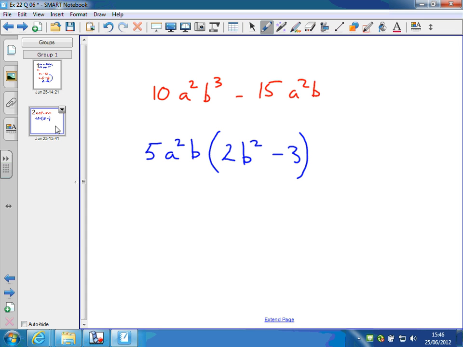How would I check that's right? Multiply out. 5 times 2 is 10, a squared, b cubed, and minus, 3 times 5 is minus 15, a squared, b. And that's got us back to what we had to start off with. So now have a go at the questions in the text.